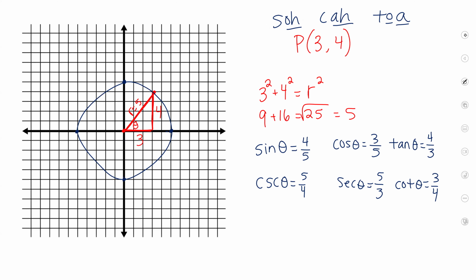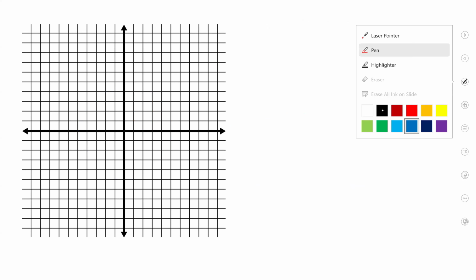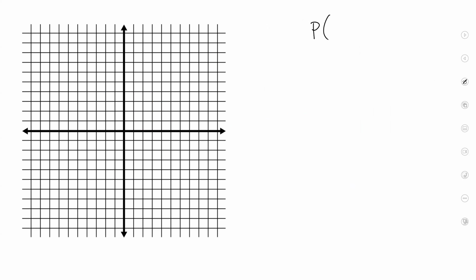So let's say that I have the point negative 8, 6. That means I'm going to go with negative 8 to the left. 1, 2, 3, 4, 5, 6, 7, 8, and then up 6. Okay, so this is negative 8 and 6.